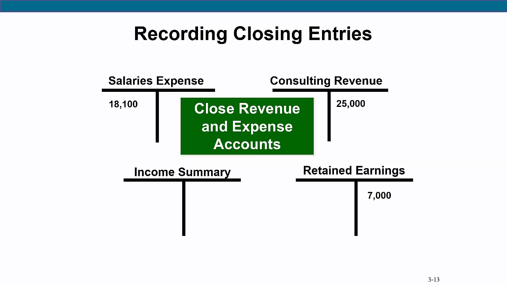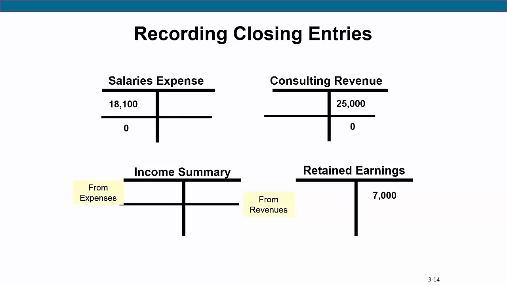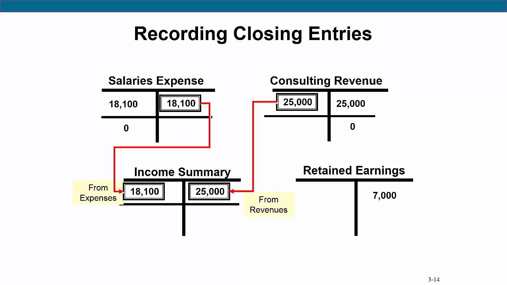Well, let's take a look at the T accounts to close revenues and expenses. You should have the following entries. To close revenue, we debit it for $25,000 and credit income summary for the same amount. To close salaries expense, we credit it for $18,100 and debit income summary again for the same amount.